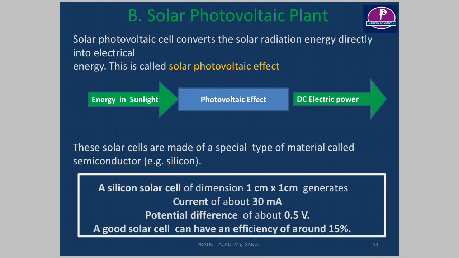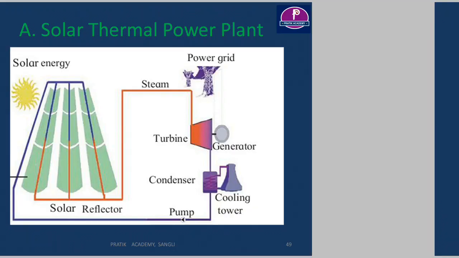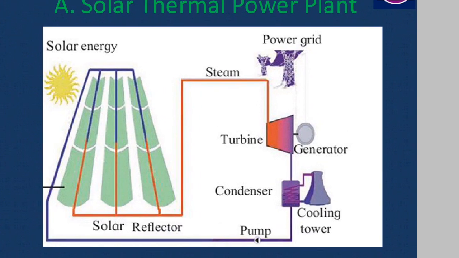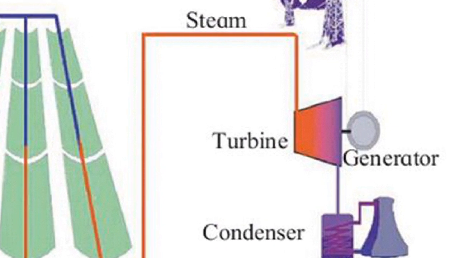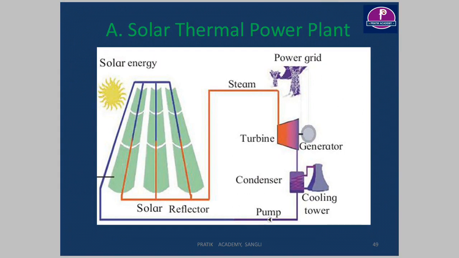In the previous video, we discussed the solar thermal power plant. In this power plant, solar energy is first converted to thermal energy. This thermal energy is used for generation of steam, and this steam is used in a turbine to generate electricity. Okay, so this is the basic of a solar thermal power plant.